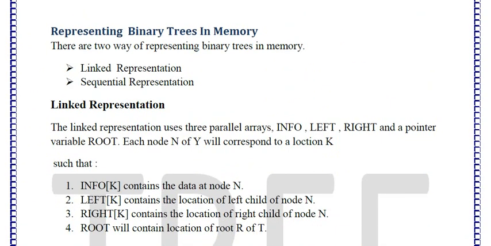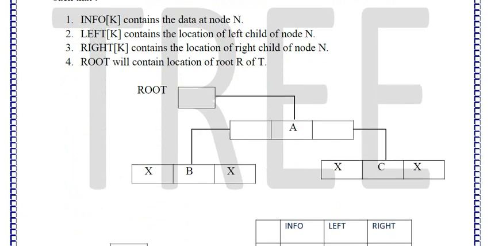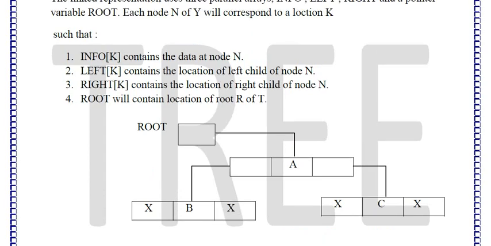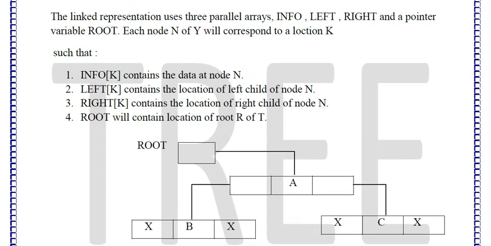Representation of binary tree in memory. It can be linked representation and sequential representation. In linked representation, the nodes can be linked as we have already discussed in the linked list section. Here we have the information section, the left section, the right section, and the root. Here is the root section, which is situated on A, and on the left side of A we have B, and on the right side of A we have C. So that is how we can define the linked representation of a tree.